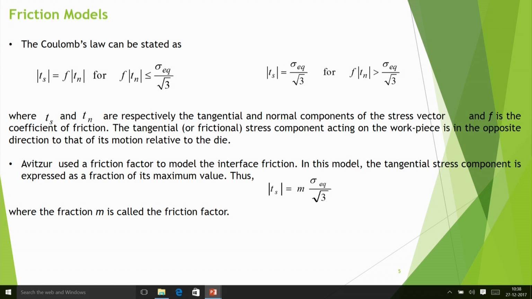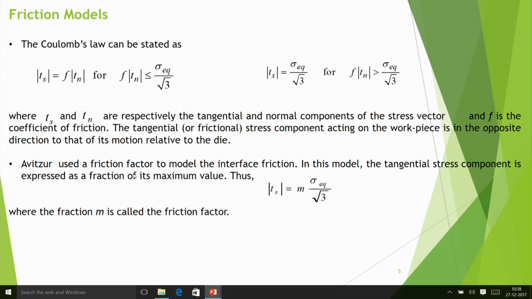And f is the coefficient of friction. The tangential or frictional stress component acting on the workpiece is in the opposite direction to that of its relative motion, that of the tool or die.